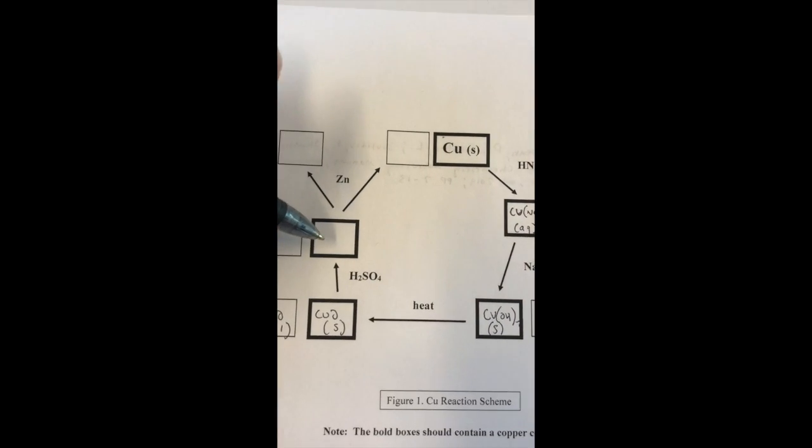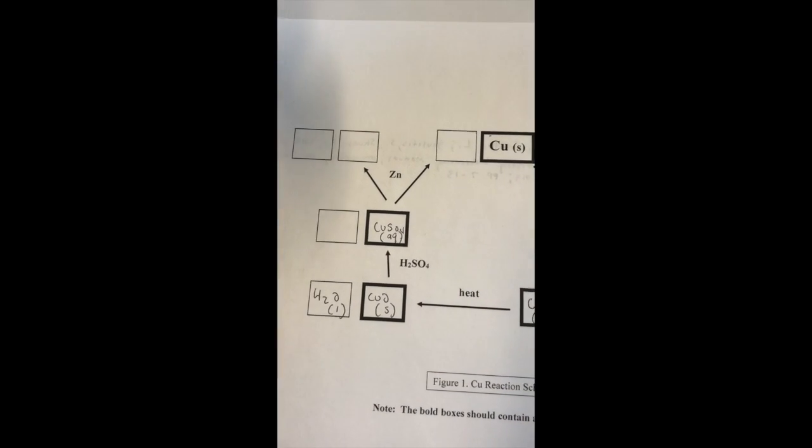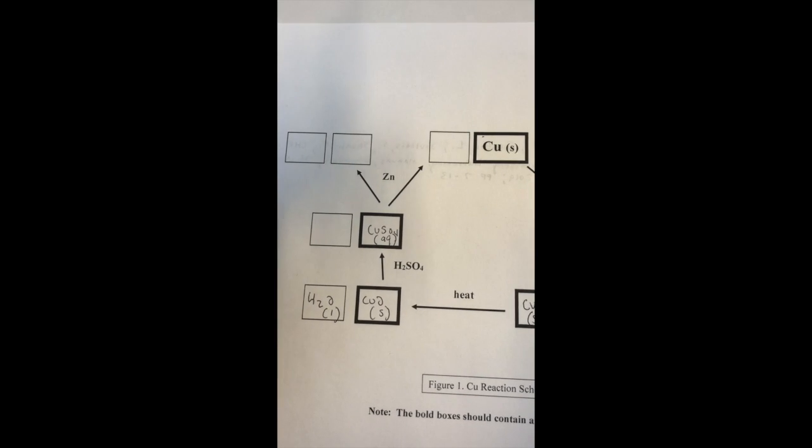So after that, we added H2SO4, giving us CuSO4, which was aqueous because we got, again, that bright blue color that we kept getting at the beginning, and it was a water-soluble salt in the solution. We also got off of that H2O again, which was a liquid.